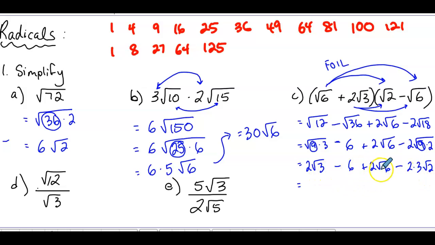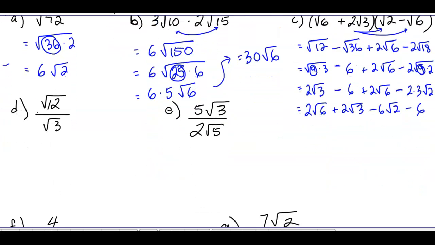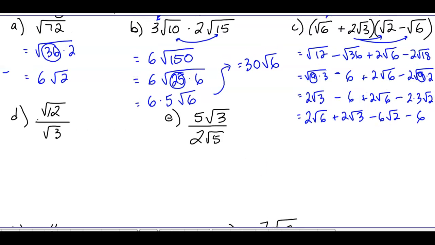Look at the radicands. If there's any like radicands, you can collect them. There aren't any. So then you can put them in whatever order you want. You might want to put the largest radicand first, then 2 root 3, then minus 6 root 2, and then the integer at the end. It really doesn't matter. Okay, so that's multiplying binomial radicals.